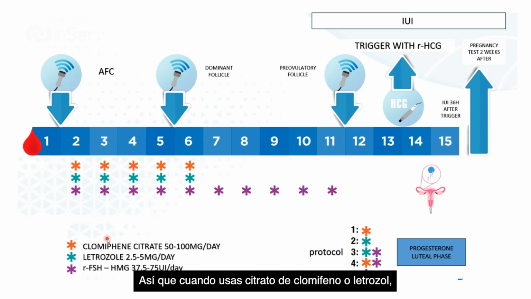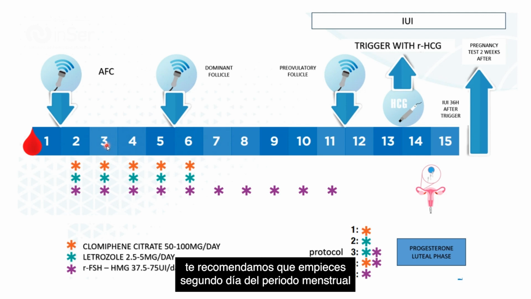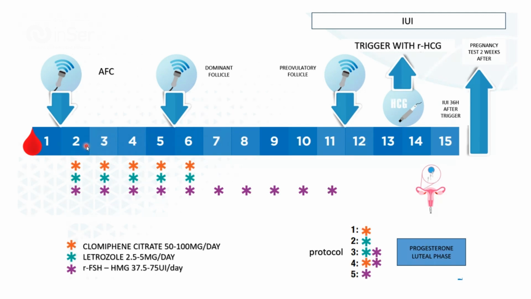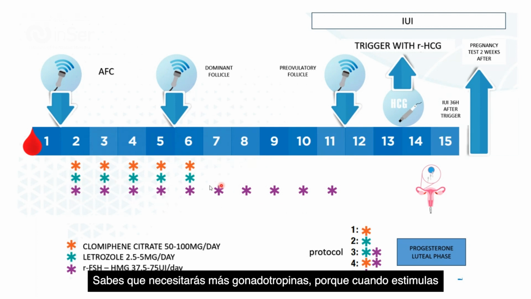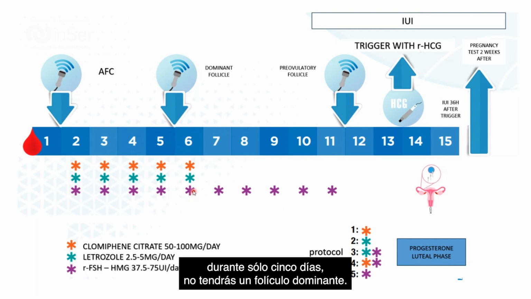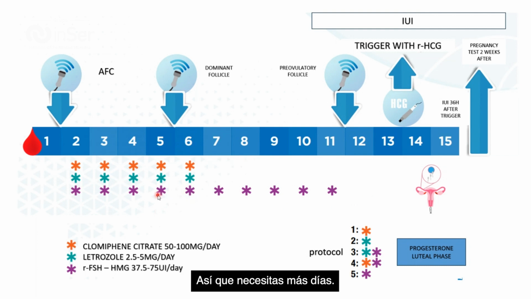So when you use clomiphene citrate or letrozole, we recommend that you start on the second day of the menstrual period and use it for 5 days and no longer than 5 days. The same with the letrozole. But with the gonadotropins, you will need more days, because when you stimulate for just 5 days, you won't have a dominant follicle. Usually, the normal ambulatory patient takes around 10 to 14 days to respond to the gonadotropins.